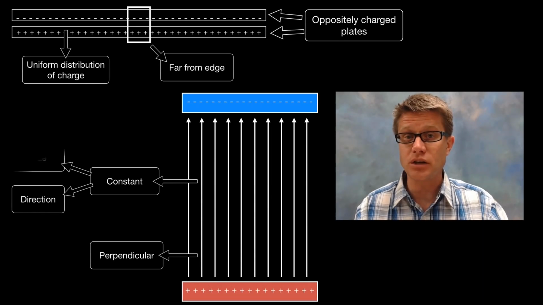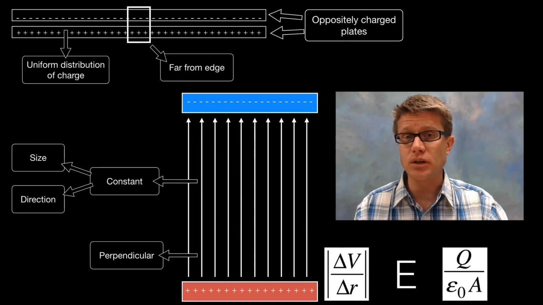Now, how do you figure out the electric field strength here? There's a couple of ways we could do it. We could look at the voltage across that gap, and then the displacement, or r, across the gap, and that would tell us the electric field strength. Or we could just use the charge of the plates and the area of those individual plates, and that's going to give us the electric field strength as well.